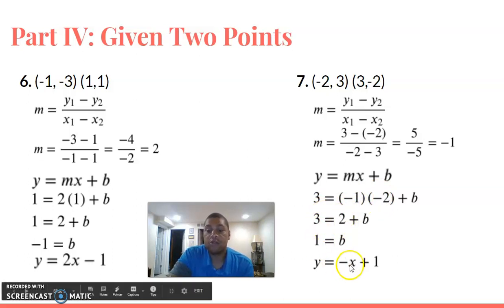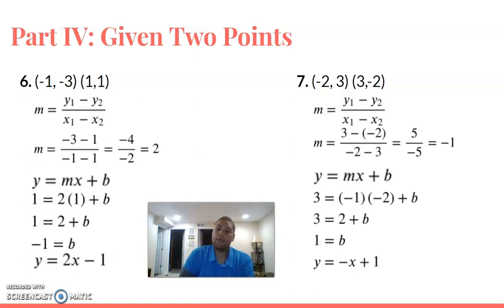B is 1. So notice here how I wrote this. Y equals -x plus 1, right? The slope was -1. I don't need to write the 1 here. Can I? Again, sure, but you don't necessarily have to. Okay? All right, this should be what you need to finish those last 3 examples.